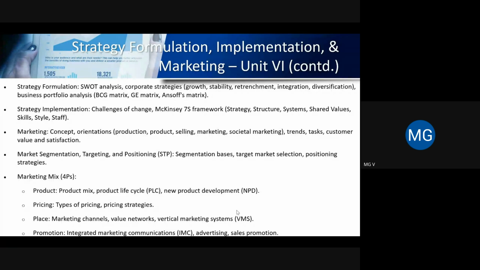Product decisions involve product mix, product life cycle, and new product development. Pricing decisions involve setting the right price using various pricing strategies. Place decisions involve selecting appropriate marketing channels and value networks. Promotion decisions involve integrating marketing communications, advertising, and sales promotion. For example, a company might use the BCG matrix to decide which business units to invest in and which ones to divest.